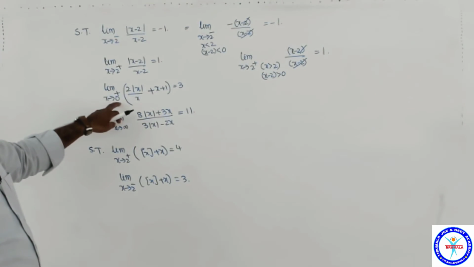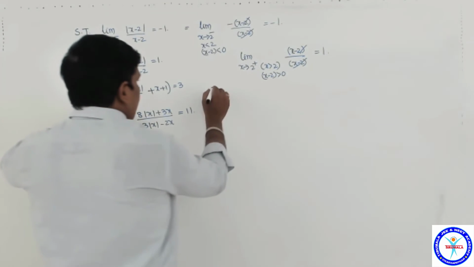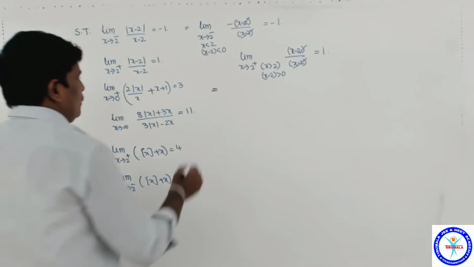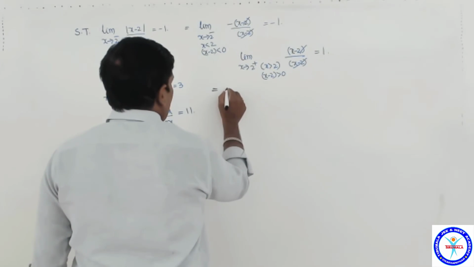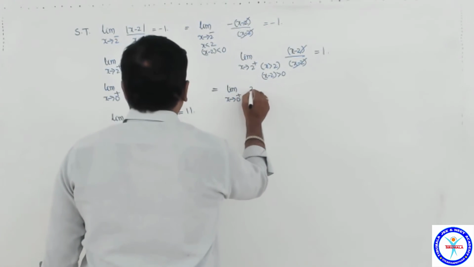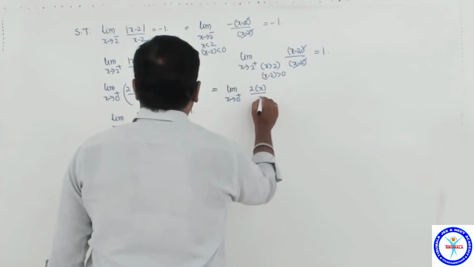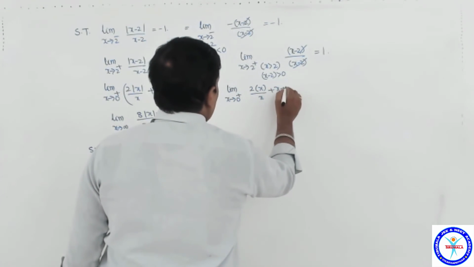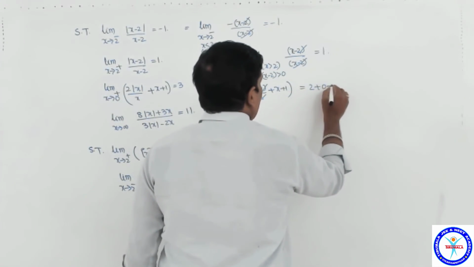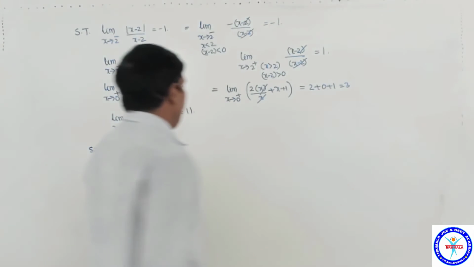Here x tends to 0 plus. X tends to 0 plus means x is positive. When x is positive, mod x is x. That's why limit x tends to 0 plus 2 into x by x plus x plus 1. Now cancel these two values, equal to 2 plus 0 plus 1 equal to 3.